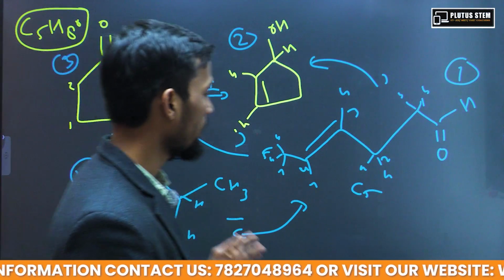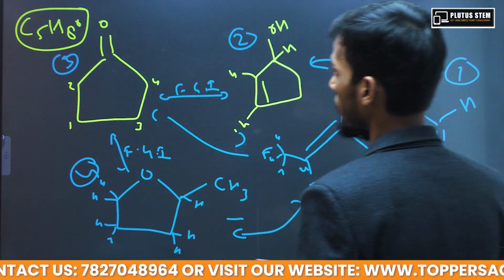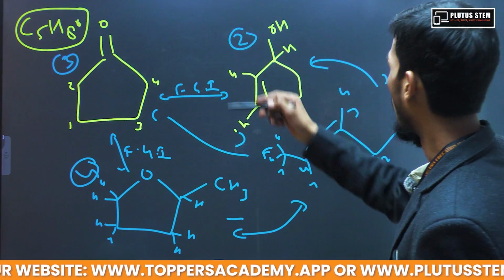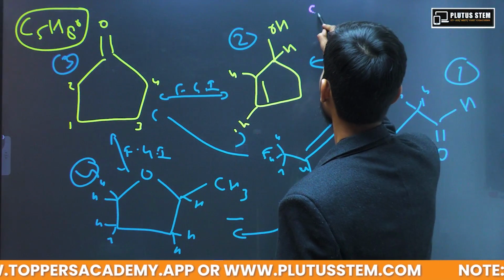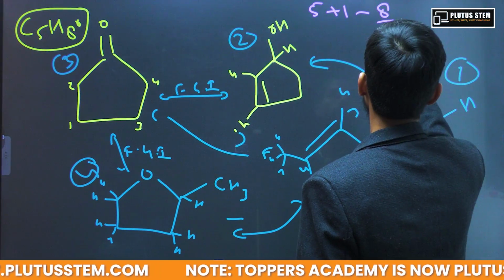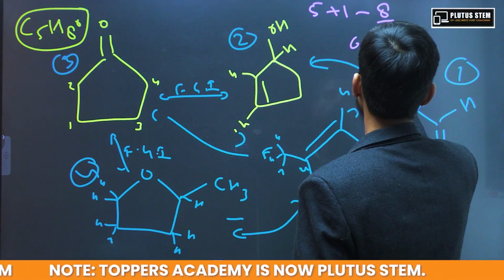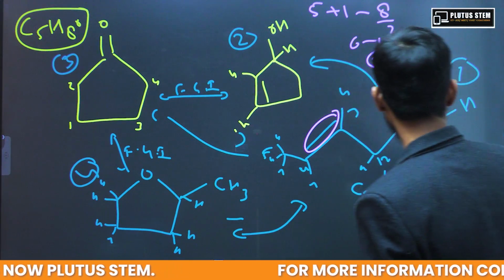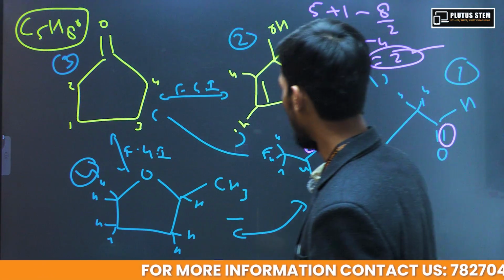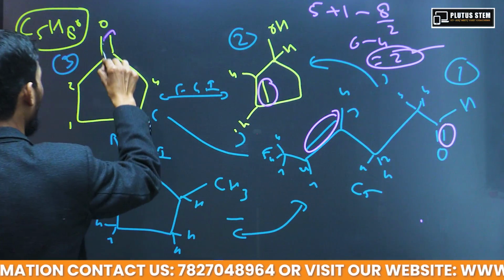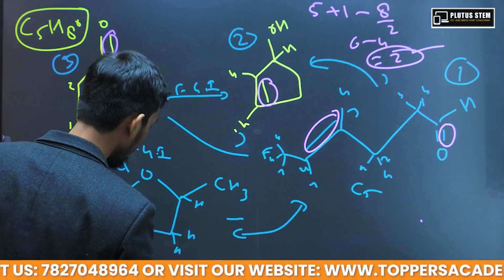And if you want to calculate the DBE value, it is going to come to be 1. How? Carbon 5: 5 plus 1 minus 8 by 2, 6 minus 4, that is going to be 2. 2 means 1 DBE for this double bond and 1 DBE for this double bond. In this, 1 DBE for the cycle, another for this. 1 for the cycle, 1 for this. 1 for the cycle.